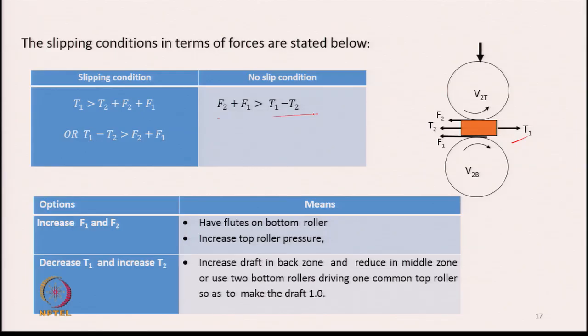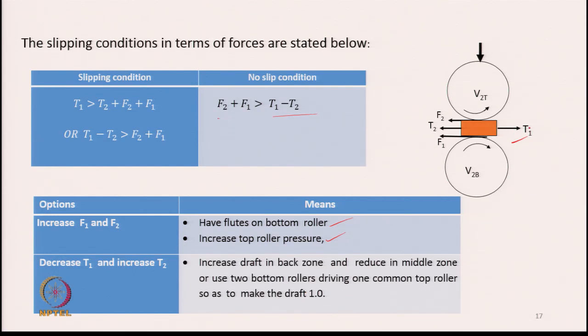and the no slip situation also has been given here, where the inequality will just change, and that is how we get the no slip situation. So, if you want to avoid this kind of slippage, then increase F1 and F2, have flutes on the bottom roller or increase top roller pressure. The other thing is decrease T1 and increase T2. So, how to decrease T1? Increase draft in the back zone and reduce it in the middle zone, or use two bottom rollers driving one common top roller, so as to make the draft equal to 1.